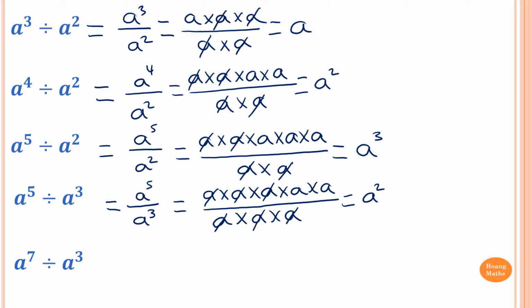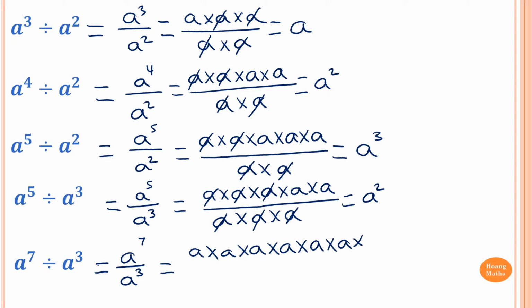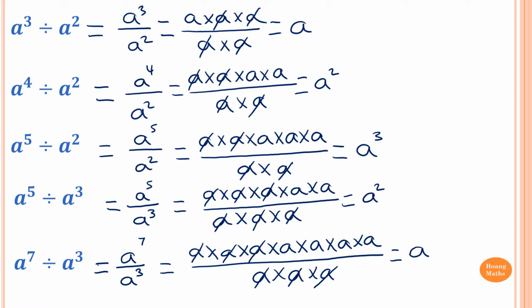So a to the power 7 divided by a power 3 is just the same as a to the power 7 over a to the power 3. So I just write it in expanded form, which is a times a times a times a times a times a times a over a times a times a. So I cancel this a with this, this with this, this with this. So a times a times a times a is a to the power of 4.